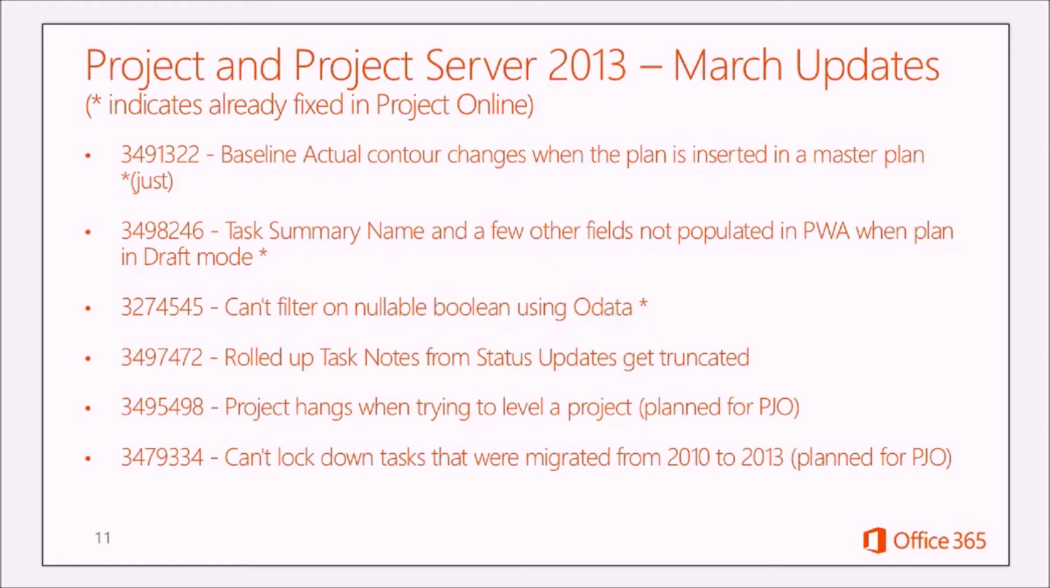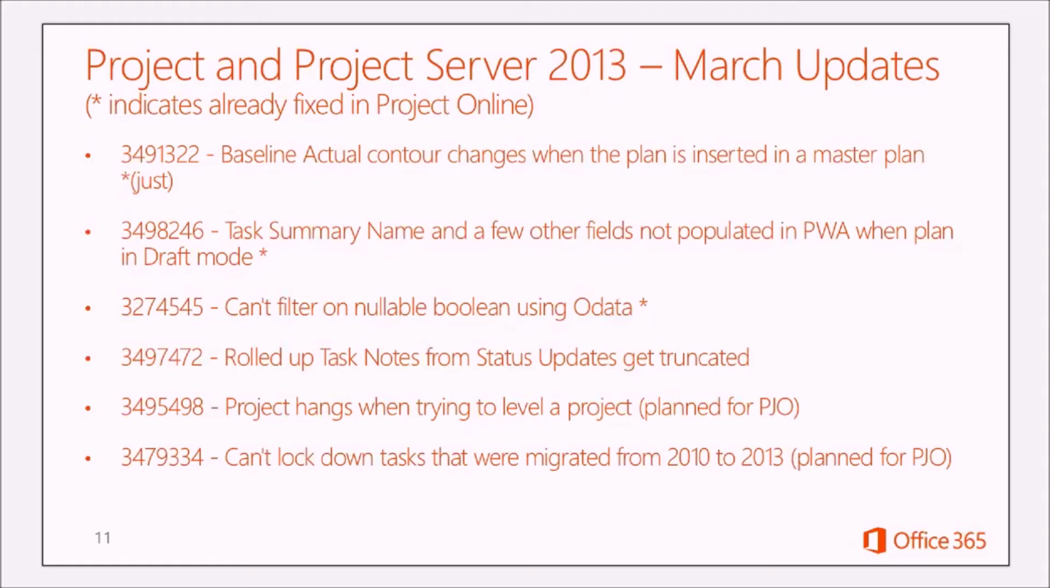As a part of that process, it does a calculation to say, hey, have I done any good here? And if I haven't done any good, then I need to keep on doing what I've done. In this case, it never got out of that loop because it wasn't properly checking for what it had done and how it was doing it. And therefore, it was just in an endless loop. The last item on this page: can't lock down tasks that were migrated from 2010 to 2013.